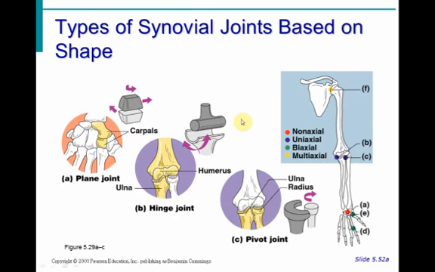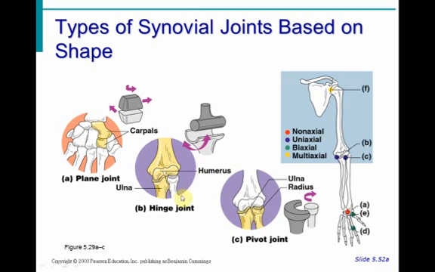Okay, within the category of synovial joints, there are several different subcategories based on the way that the joints move. First of all, you have a plane joint, like we see in the carpals and the tarsals, which allows for a sliding motion in between the joints, a little bit of rotation and a little bit of back and forward sliding motion.